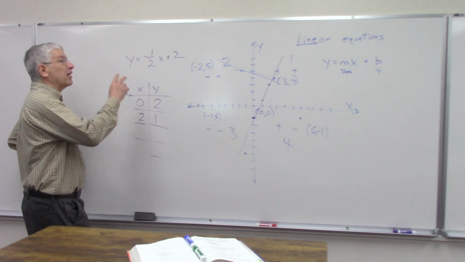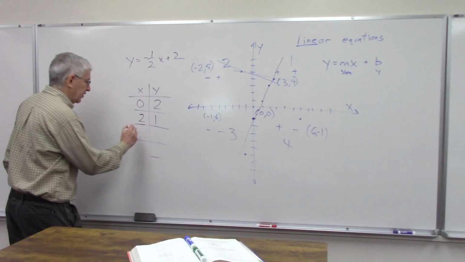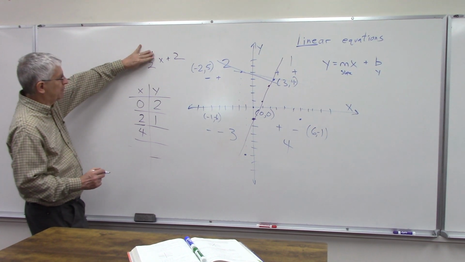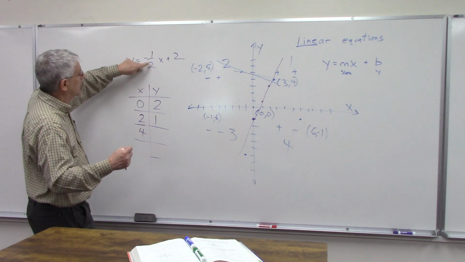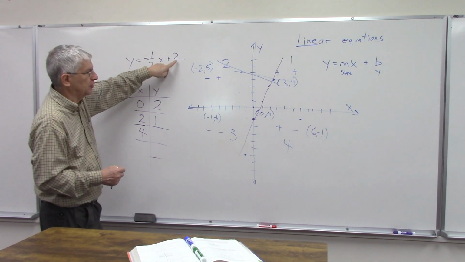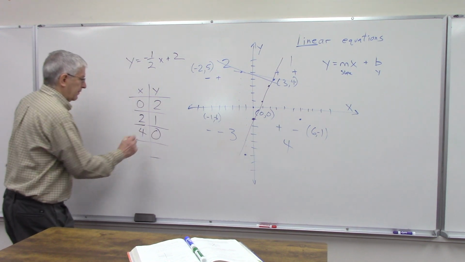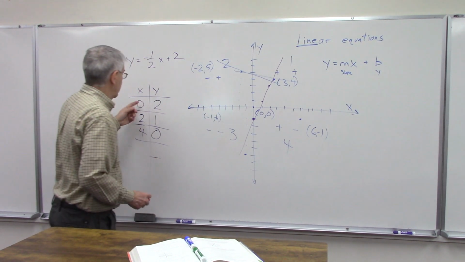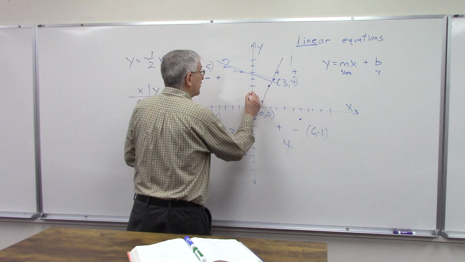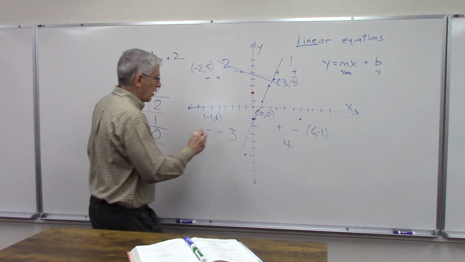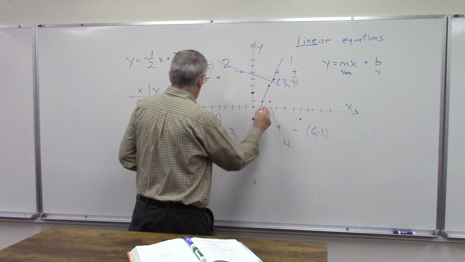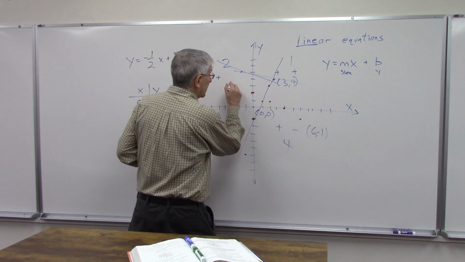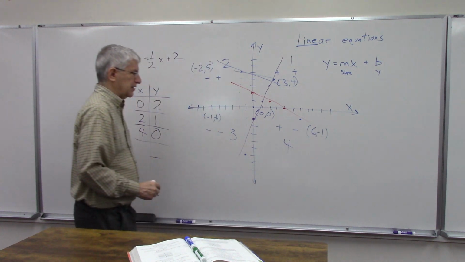All right, so let's pick 4, because 4 divided by 2 will be nice. Janaya, 4 divided by 2 is 2. We have to have the negative, so negative 2 plus 2 is 0. All right, so now we have 3 points. Let's make sure they make a straight line. 0, 2. 2, 1. And 4, 0. You can see that indeed is going to make a straight line.